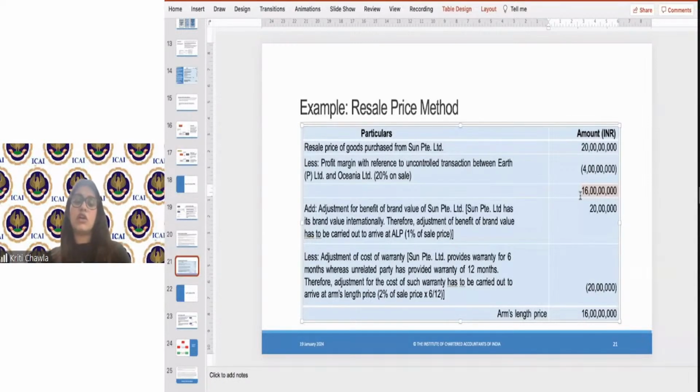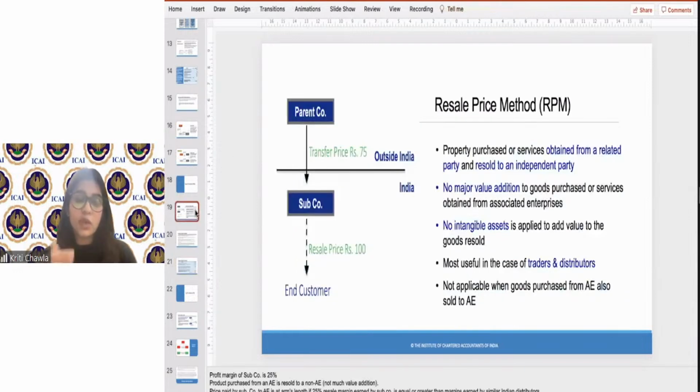So this is how you basically deal with the resale price method. If the question says resale price method, you first start with the resale price and then deduct the margin. If you deduct the margin, you will come to a particular price. But you have to deduct the arm's length margin, and only then will you come to the arm's length price.